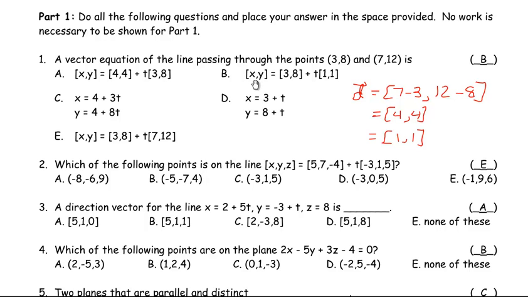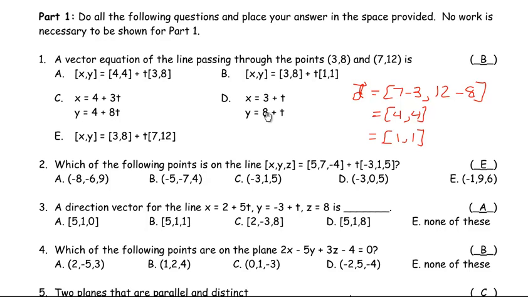The way it goes is [x, y] equals, and this is called the position vector of a specific point on the line, pointing from the origin to (3, 8), so it's vector [3, 8], plus t times a multiple of the direction vector. I use [1, 1]. If I'd put [4, 4] here, that would have been fine as well. A is kind of backwards. It's got the point where the direction vector should be and the direction vector where the point should be, so that's not correct. This is actually the parametric equations for that line.